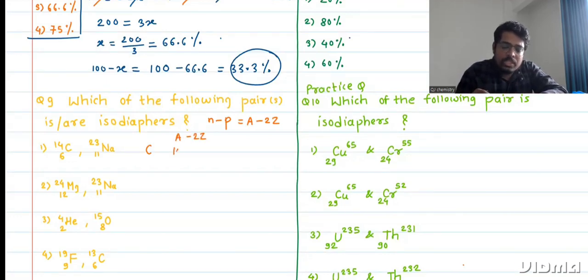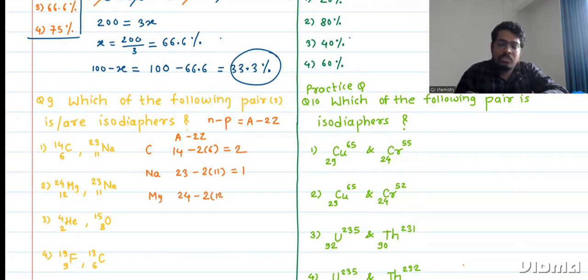For carbon 14, the atomic mass is given and Z is equal to 6, so 14 minus 2 into 6 is equal to 2. For sodium 23, the atomic mass is given, 23 minus 2 into 11 is equal to 1. Next is magnesium, 24 minus 2 into 12 is equal to 0. Next is helium, 4 minus 2 into 2 is equal to 0. Next, oxygen is given, 15 minus 2 into 8 is equal to minus 1.